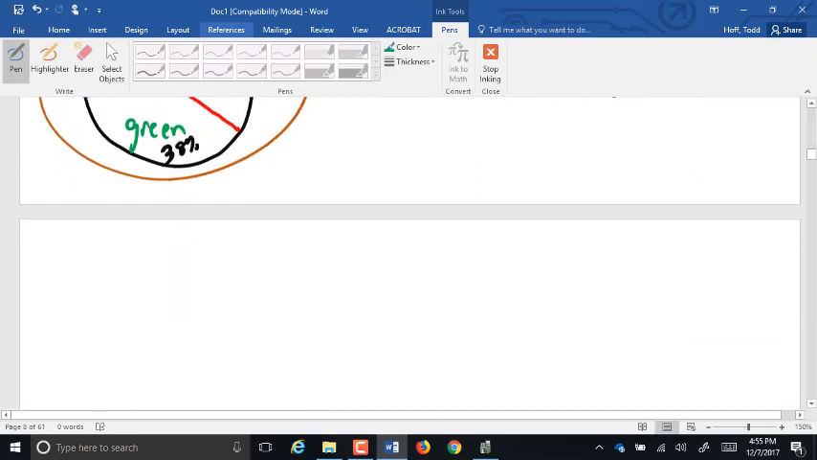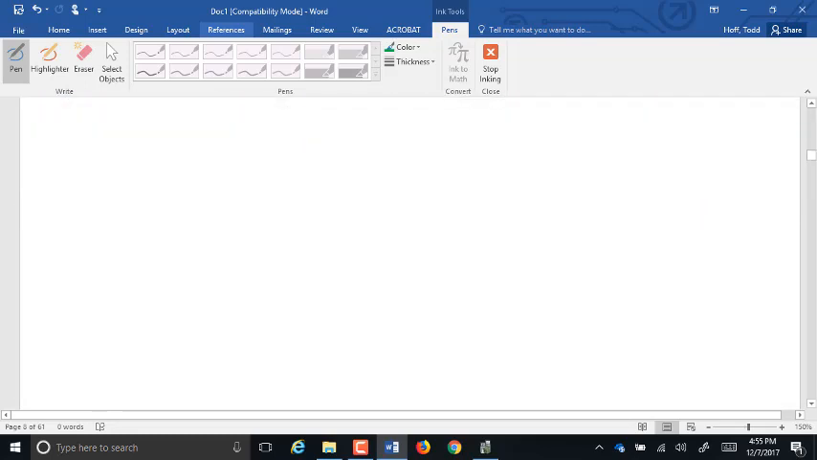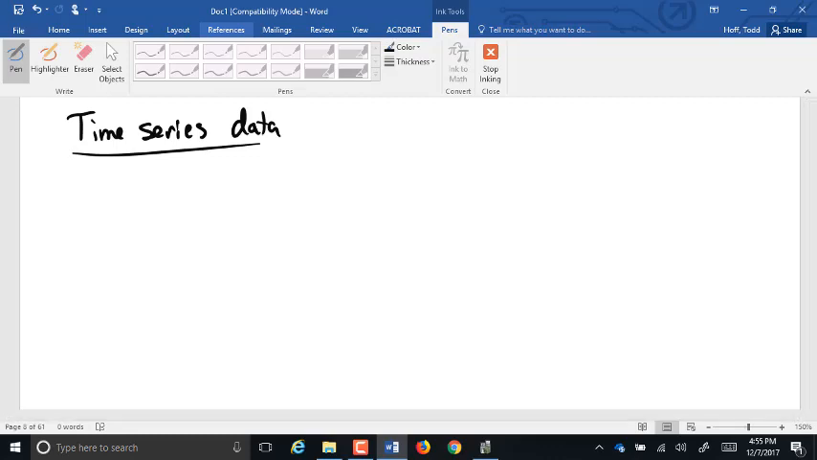Next type of graph I want to show you is for what's called time series data. What those other graphs are, the bar graph and the pie graph or circle graph, that's just looking at the data at one point in time.